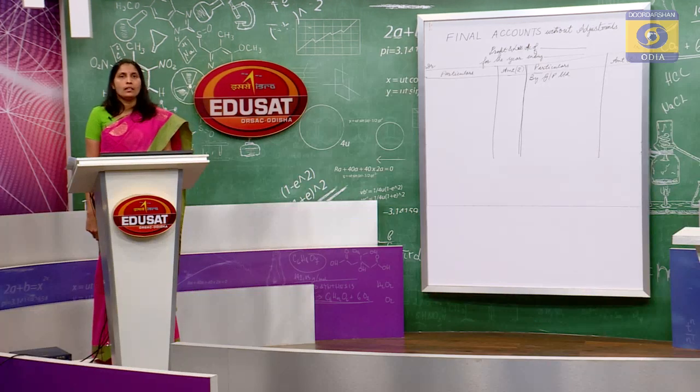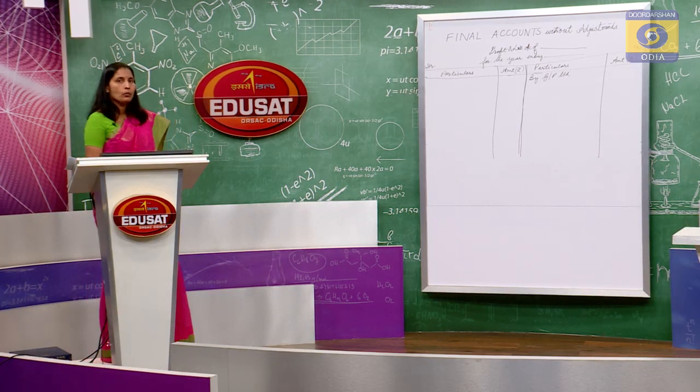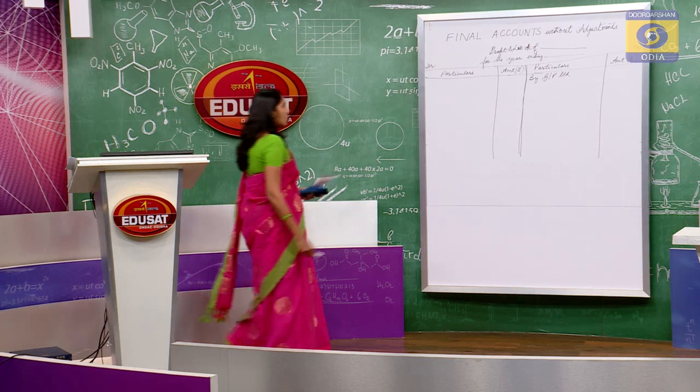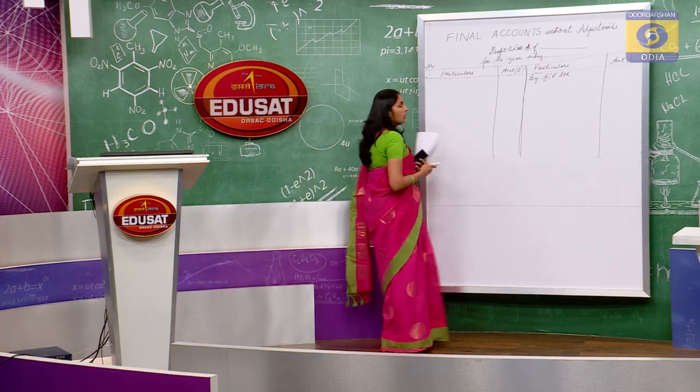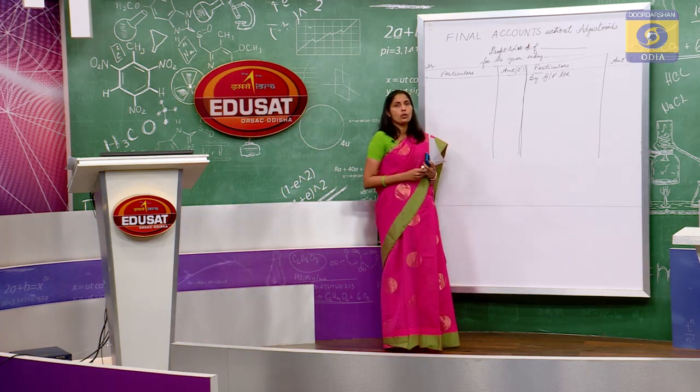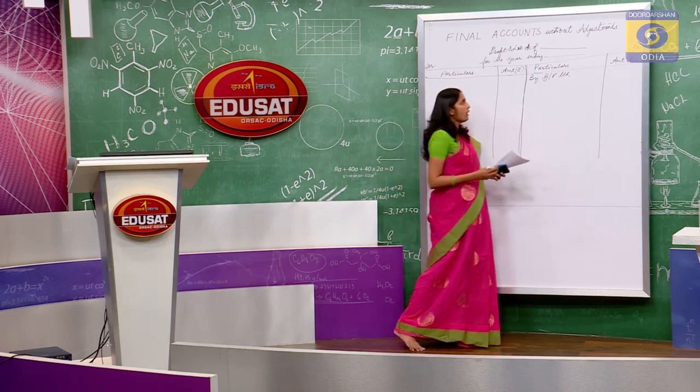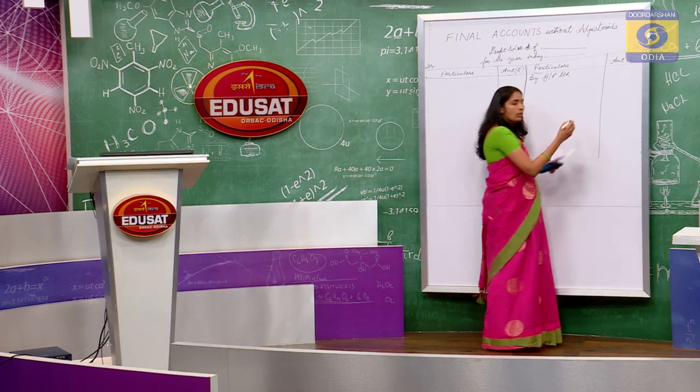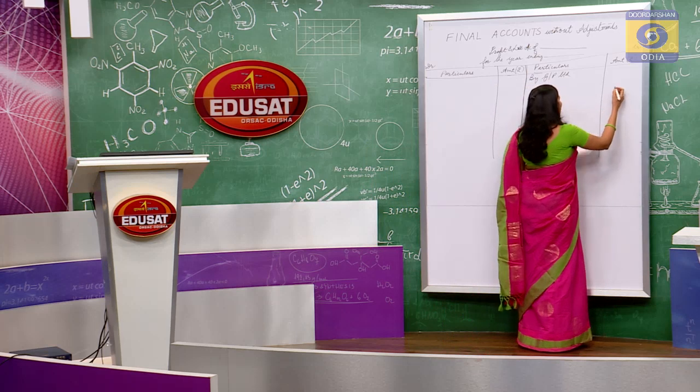So, students, let us take a look at the solution, how we work out this problem. We have the format over here. The first item we have in the question is gross profit. So, we will go right on the credit side. By gross profit brought down, that is 1,50,000.